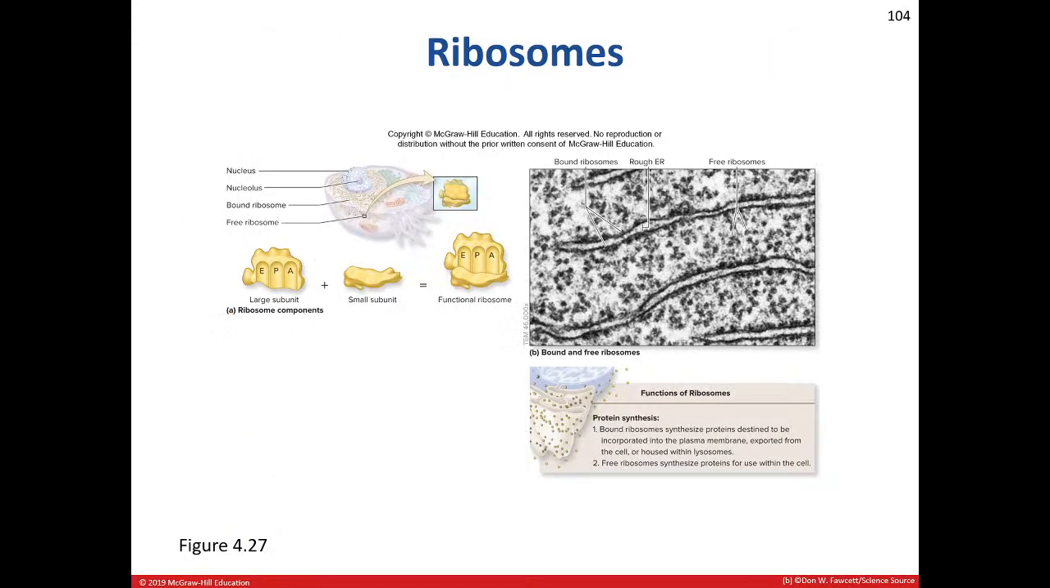All right, so here you can see the large subunit and the small subunit, and they come together to form a full ribosome. And again, the A site is where the mRNA transcript enters the ribosome. P is where we add new amino acids to our new polypeptide chain. And then E is where the mRNA transcript exits the ribosome.